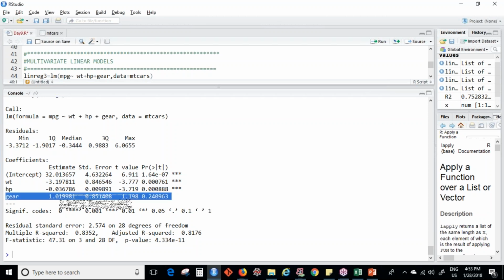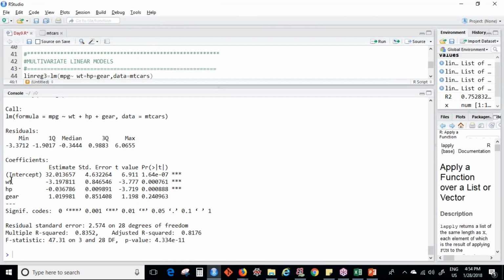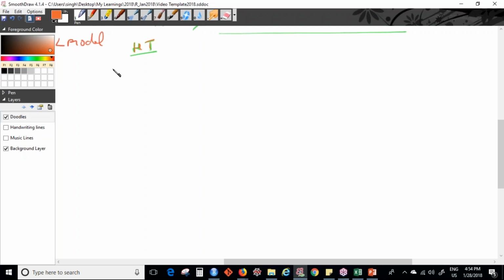Yes, guys, do you think gear is important? Because it has a higher p value. In gear, the p value is becoming greater than 5%. So let's come back to the hypothesis test here. For each variable, you will have a hypothesis test going. For this, you will have a hypothesis test. For this, you will have another hypothesis test. For gear, the null hypothesis will be that the beta corresponding to gear is 0, and the alternative will be that the beta corresponding to gear is not 0. Then you find your p value.